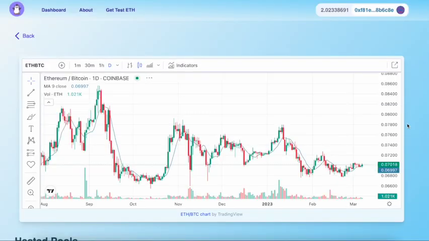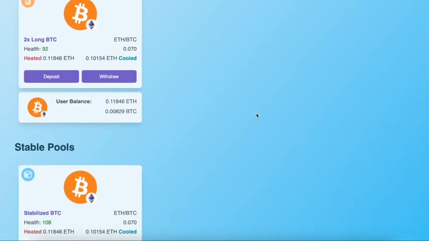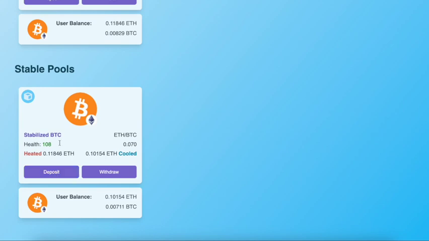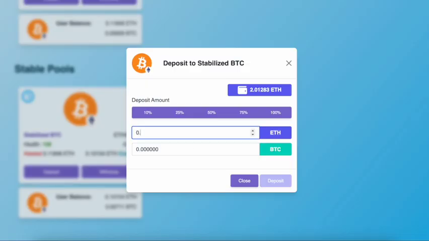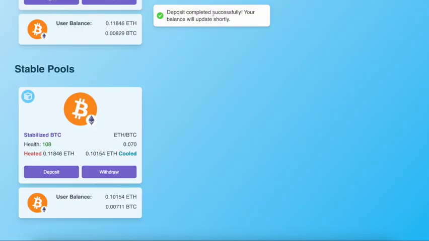Well, actually, here, let's go into the screen. So here we go. We can see, check out the price action. This looks good to us. We're going to come down to the 108 health pool here. We're going to make a deposit. Confirm our transaction. We're successful here. We're going to see this update in just a moment to 0.11 ETH. And our Bitcoin balance will go up as well. So let's just give that a second.